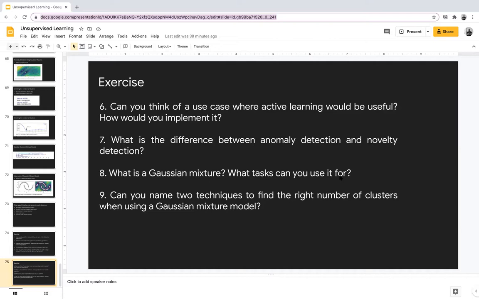What is the difference between anomaly detection and novelty detection? I think normally you have the outlier in both the training and test data set. Novelty only occurs in the test data set. The instance only shows up in the test data set. Okay. What is Gaussian mixture and what else can you use it for?